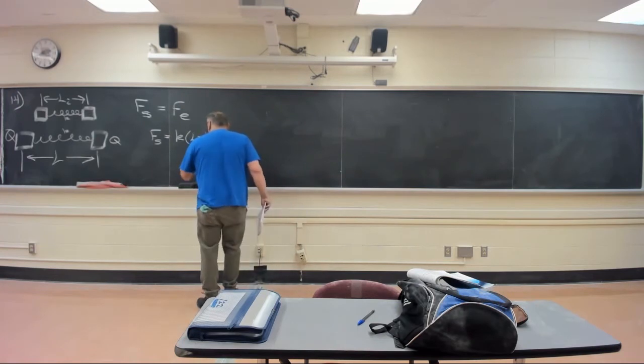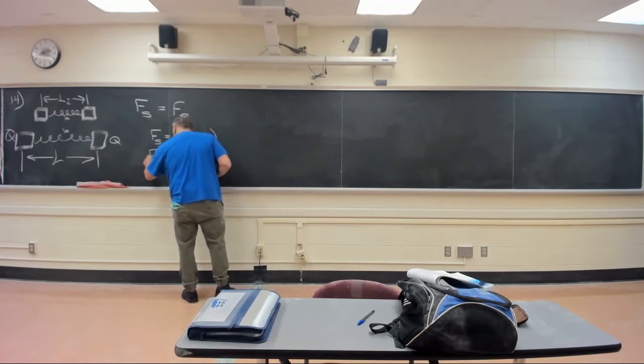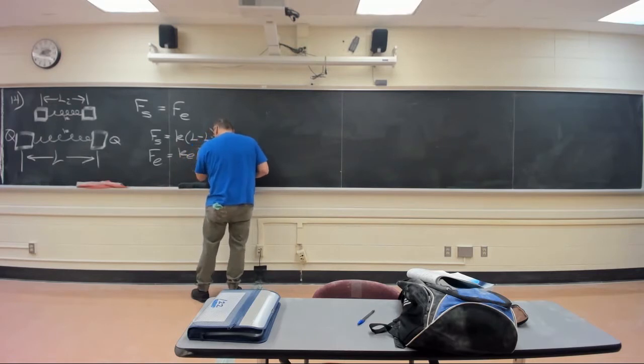Yeah, it got this long, it was this long. The difference between the two is the x. Kx tells you the strength. Force electric, K sub E, that's 1 over 4 pi epsilon naught. So it's a K sub E, not the same K as this. Q squared, Q times Q, over L squared.